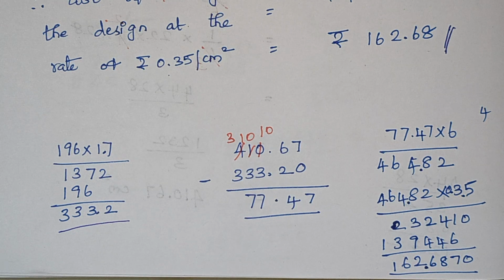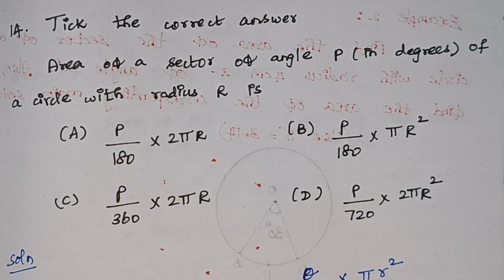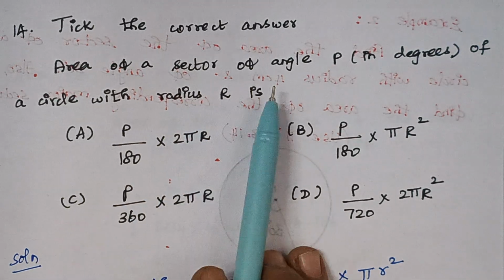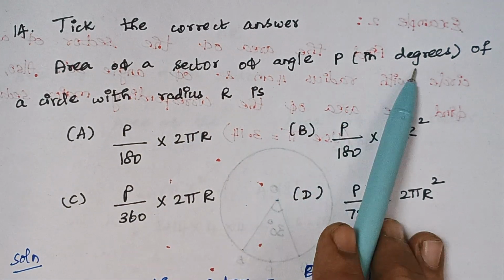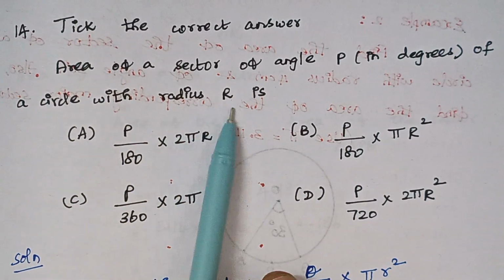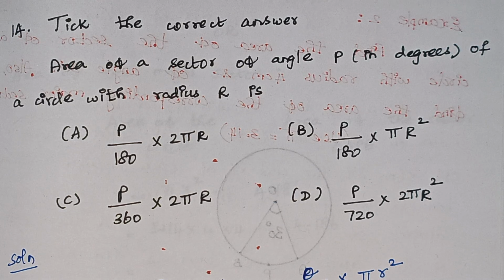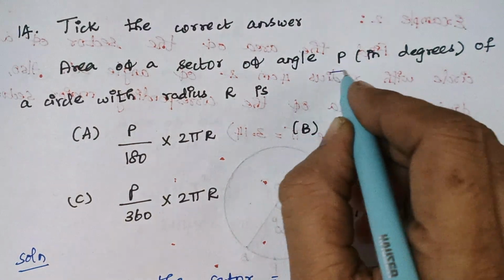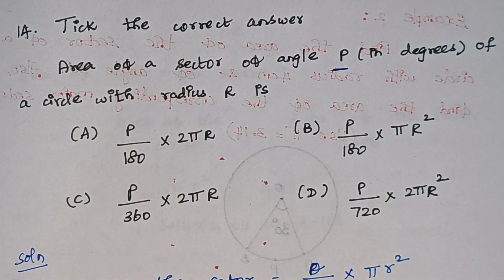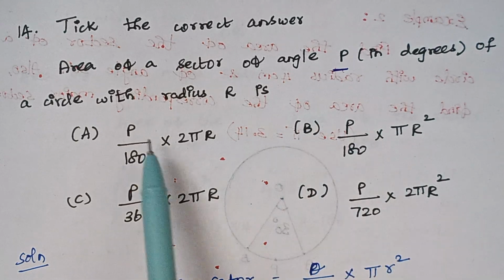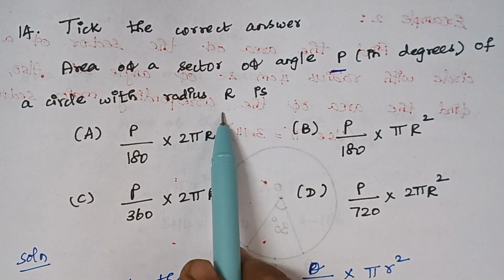Now we will move on to our next problem. So tick the correct answer. Area of the sector of angle P in degrees of a circle with radius R is. So here we are asked to find the area of the sector, right? So the angle value is P. Initially we will be using theta, right? Here they have given the value of angle as P and the radius as capital R, right?